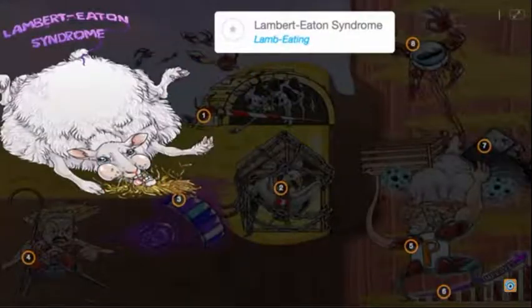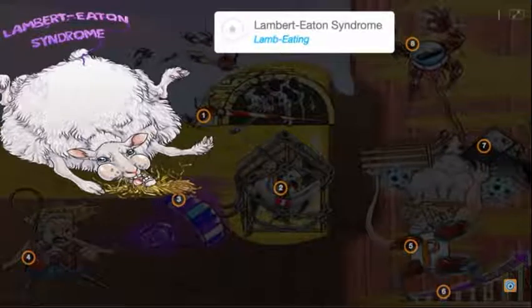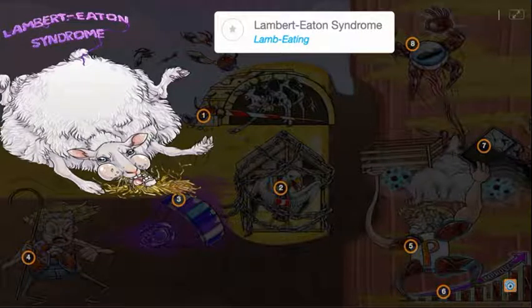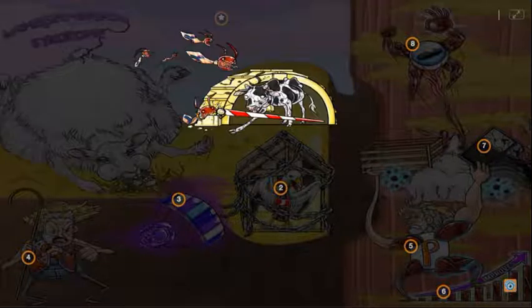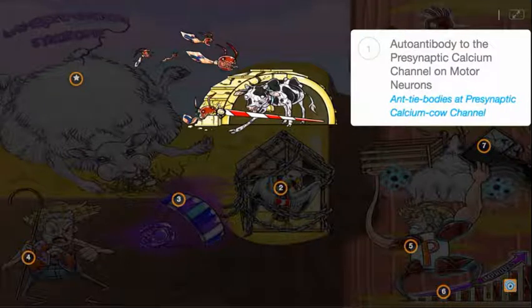In this Picmonic, we describe the musculoskeletal disorder Lambert-Eaton myasthenic syndrome, or Lambert-Eaton syndrome, as the lamb eating everything in its presynaptic path. This syndrome occurs due to antibodies to the presynaptic calcium channels on motor neurons, shown as the antibodies with calcium cows on motor neurons.